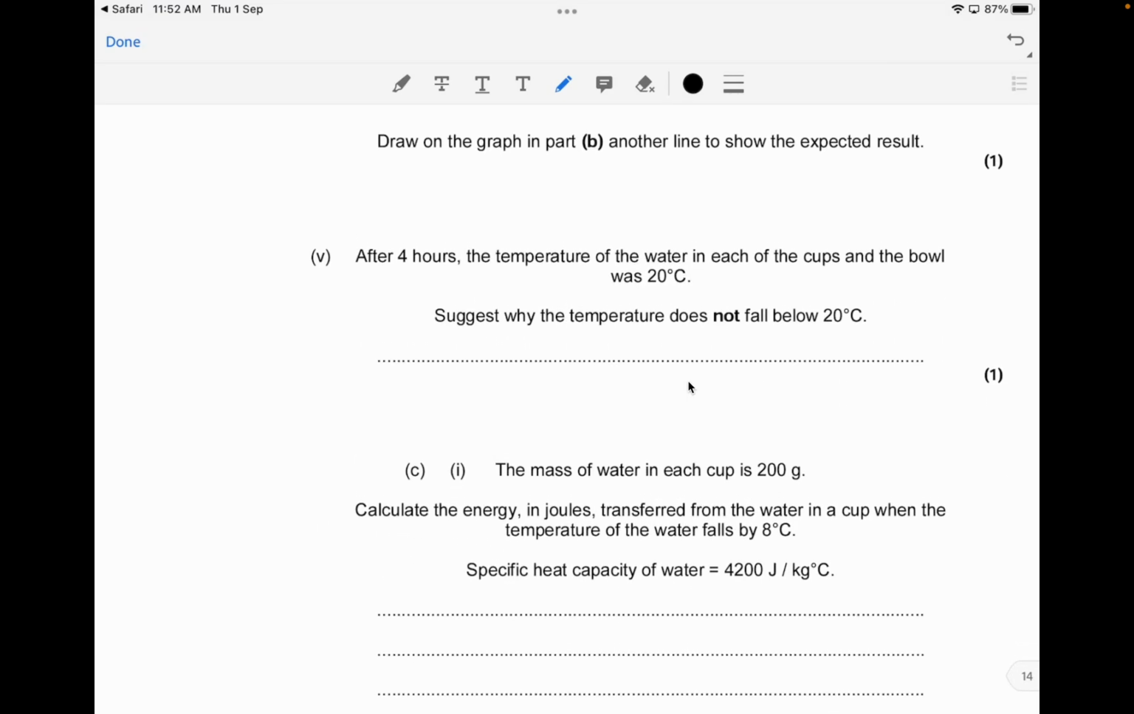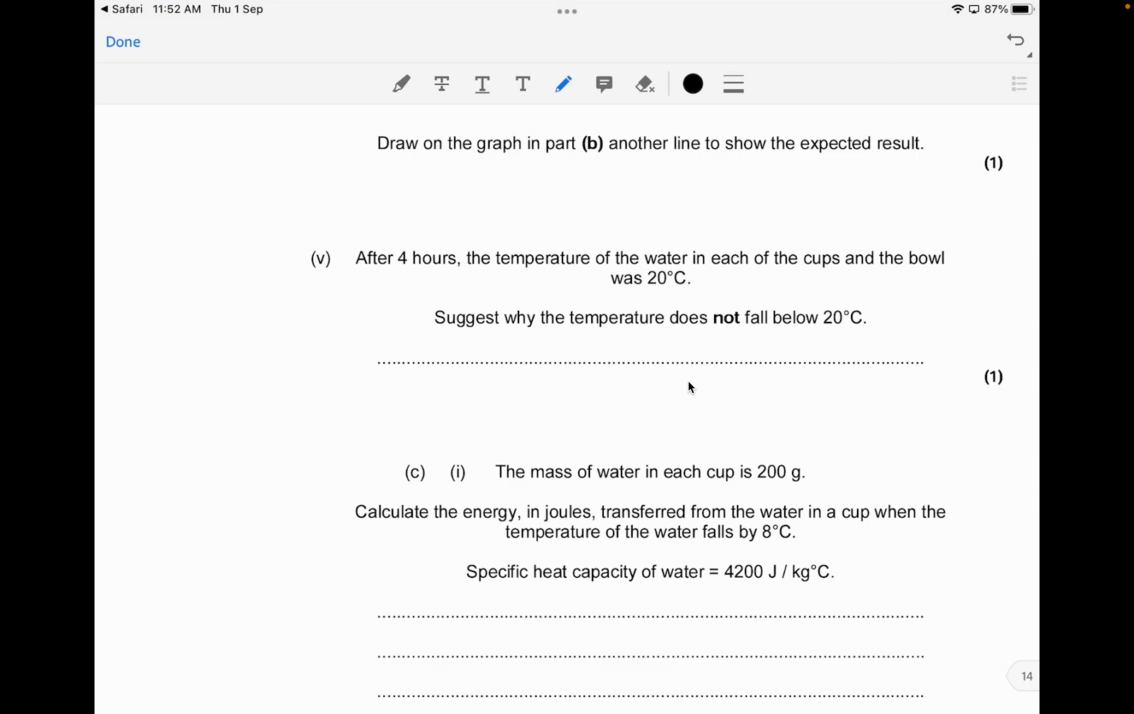Now, after 4 hours, the temperature of the water in each of the cups and the bowl was about 20 degrees Celsius. Explain why the temperature does not fall below 20 degrees Celsius. This is because 20 degrees Celsius is room temperature. That's the reason why it doesn't fall. It's room temperature. Okay, let's move on.